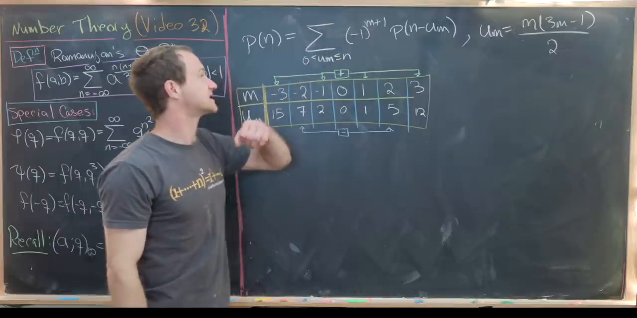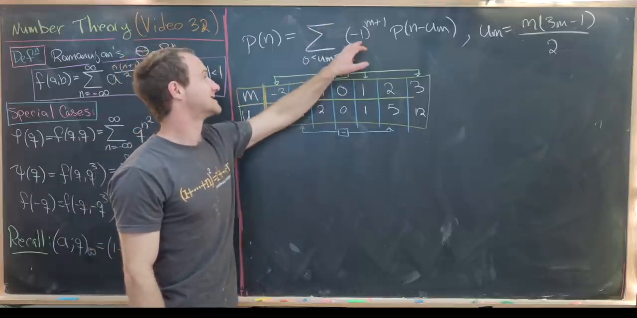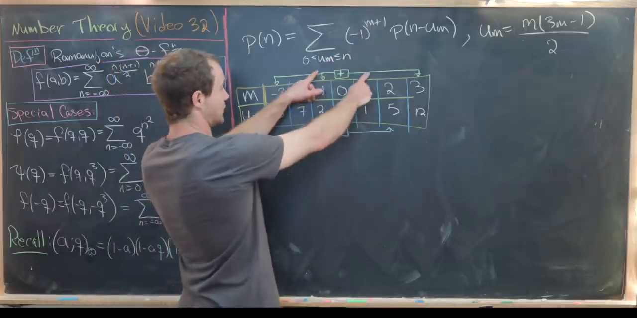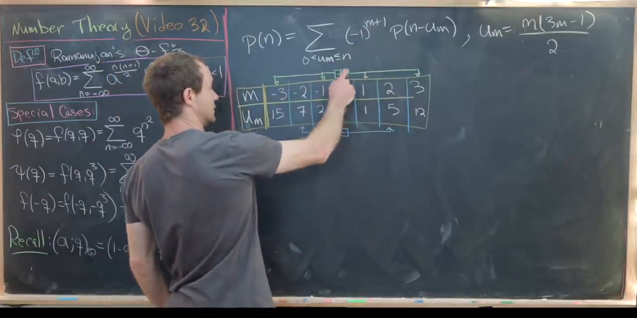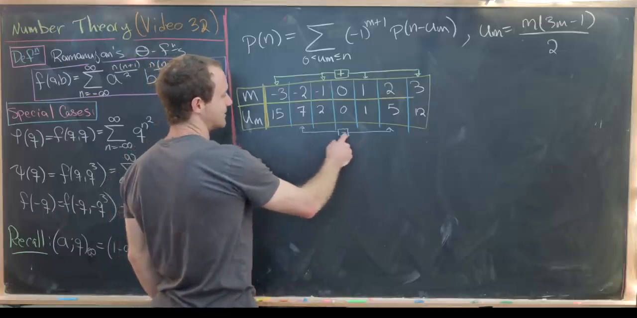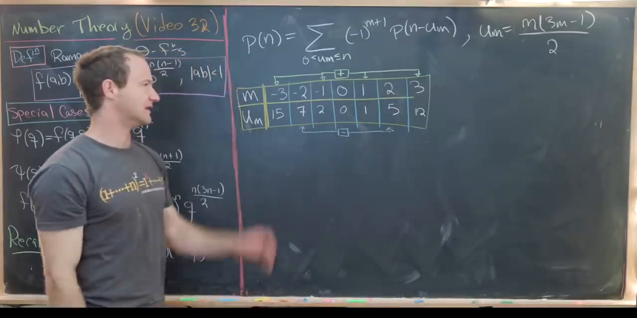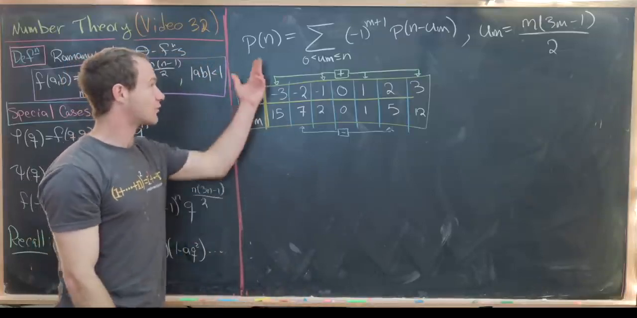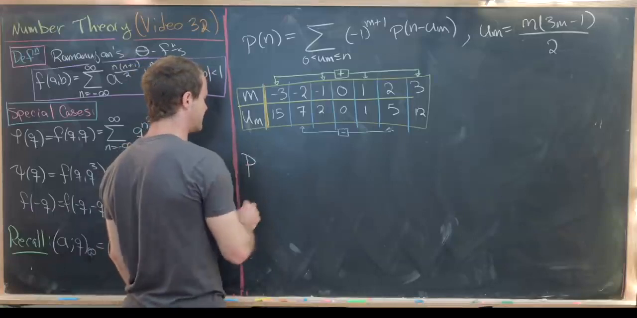Now notice in this expansion, the sign is attached to the m plus first power. So that means if we have an odd m, it's going to be attached to a plus. And if we have an even m, it's going to be attached to a minus. So I've notated that here with these green and blue arrows. Okay, so now we can write down our recursion, or at least the first bits of it.